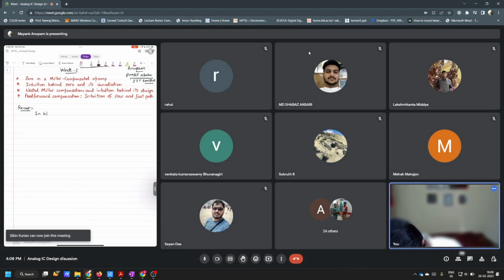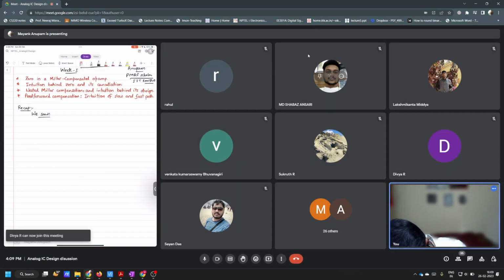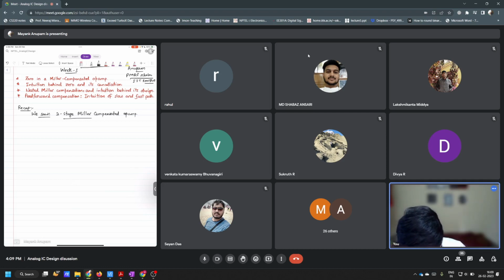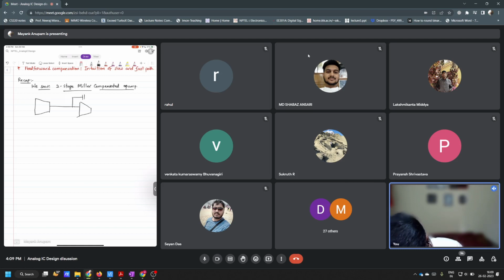In week 4, we saw a two-stage Miller-compensated op-amp. And how did it look? We have this first stage, and then we have another stage. We have another capacitor here, which is providing Miller compensation. We have its output resistance, and a load capacitance here. We have GO2. This is minus GM2.